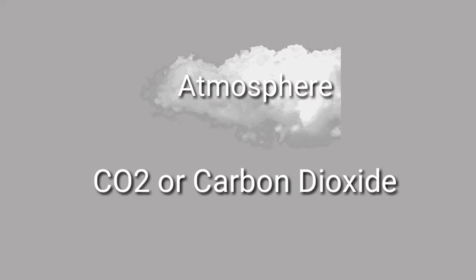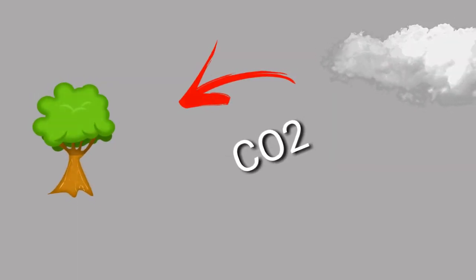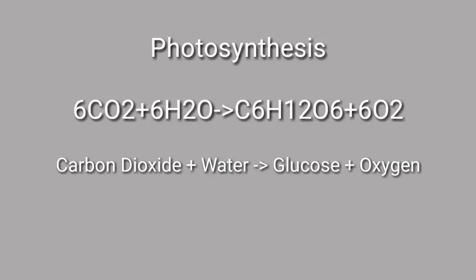Carbon exists in the atmosphere in the form of CO2 or carbon dioxide. Plants can receive this carbon dioxide, as well as a few other reactants, and can undergo photosynthesis to create glucose. This glucose is a sugar that stores energy for later use. The chemical formula for photosynthesis is 6CO2 + 6H2O into C6H12O6 + 6O2, or carbon dioxide plus water into glucose plus oxygen.